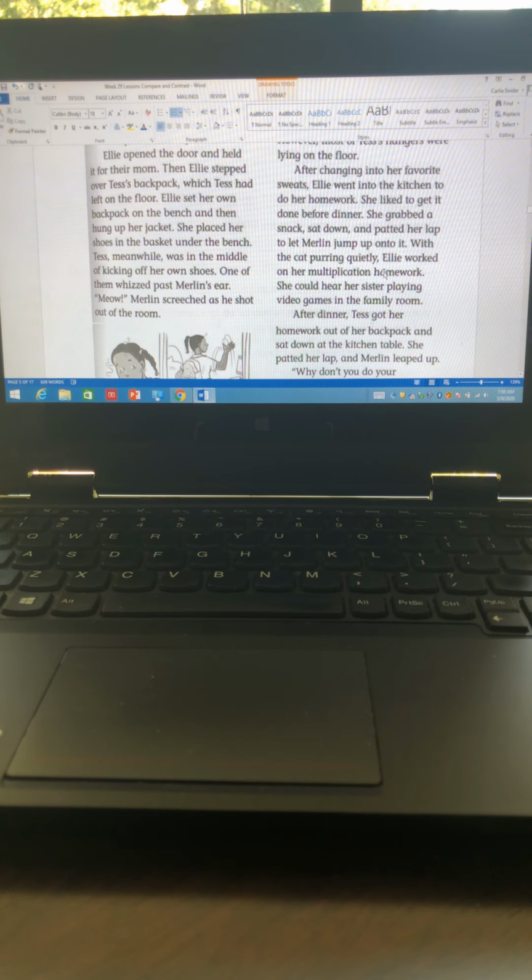Then Ellie stepped over Tess's backpack, which Tess had left on the floor. Ellie set her own backpack on the bench and then hung up her jacket. She placed her shoes in the basket under the bench. Tess, meanwhile, was in the middle of kicking off her shoes. One of them whizzed past Merlin's ear. "Meow!" Merlin screeched as he shot out of the room.